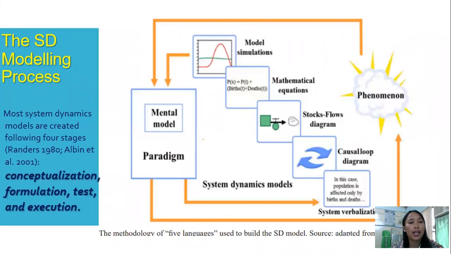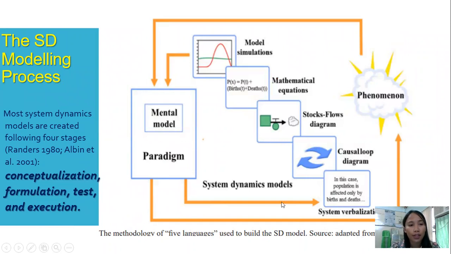The system dynamic modeling process is this. Most system dynamics models are created following these 4 stages. We have conceptualization, formulation, test, and execution. Now, if you will make a model from that, I chose this model adapted from the methodology of 5 languages, to model a system dynamic, adapted from Andrade.